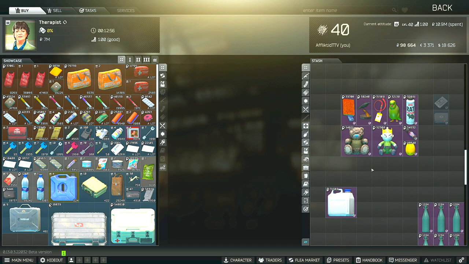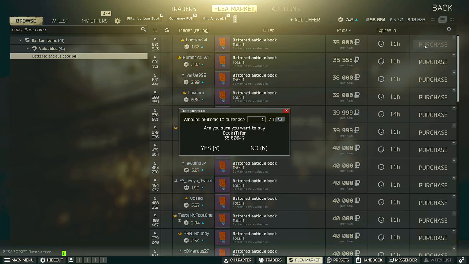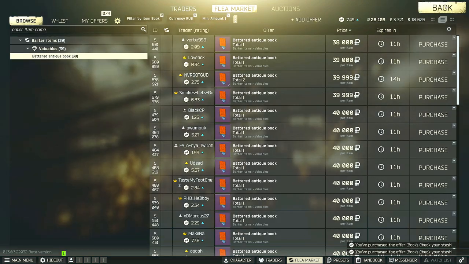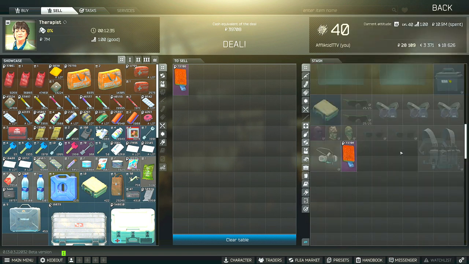And an example of these items would be items that you would typically just sell to the traders because it's quick and easy, such as Tetrises or any of these streamer items. People usually just sell them right to Therapist. But if you take this battered antique book, for example, usually it sells for 39.7, and then you can come in here and you can just buy any of these. So I just bought those for 35, and then I go into Therapist and I'm going to sell those and then make 8,000 rubles essentially.